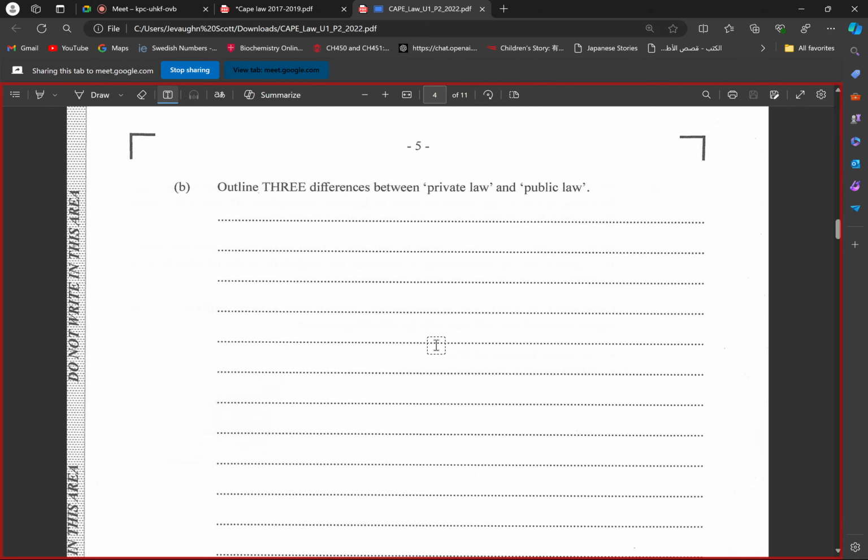All right. Outline three differences between private law and public law, right? So private law is between individuals and other entities within society, while public law is between the individuals or the entities and the state, right? Private law generally is what now? Let's look at that.